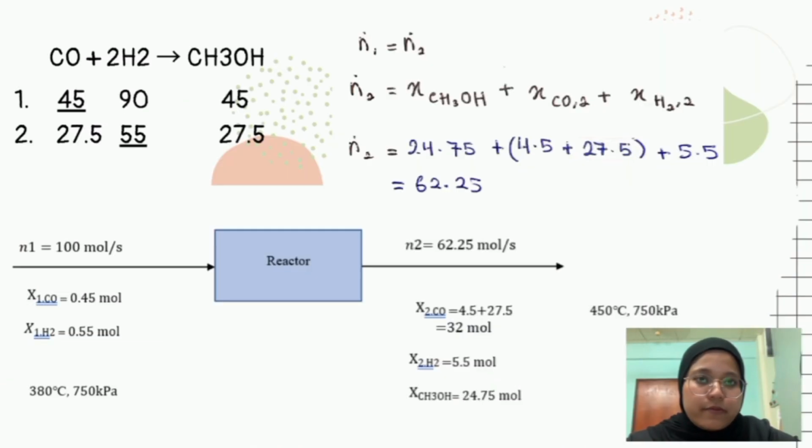If the number of moles for carbon monoxide is 45, it makes the hydrogen 90, which exceeds the limit of the hydrogen, which is 55. Therefore, we choose the number of moles for hydrogen as 55, which makes the carbon monoxide equal to 27.5 and CH3OH 27.5. Next, we calculate the output flow rate, which is 62.25 mole per second. Then, this is the final flow diagram of the reactor.